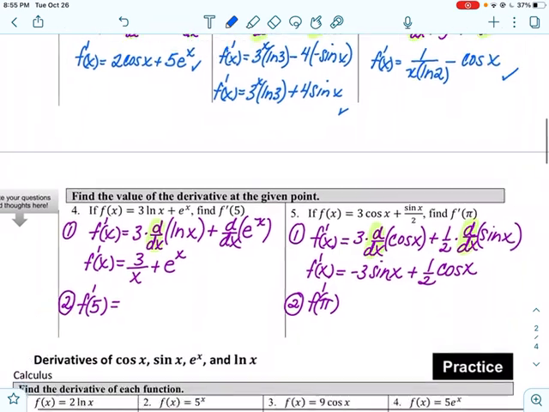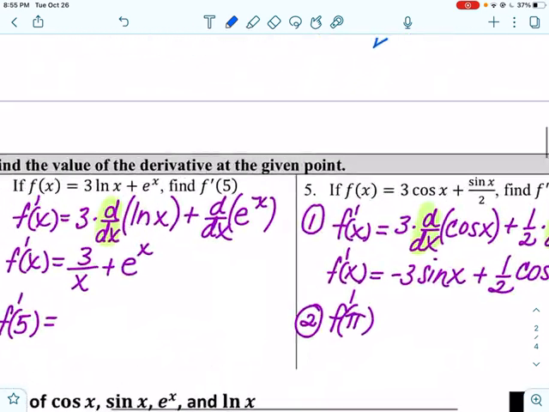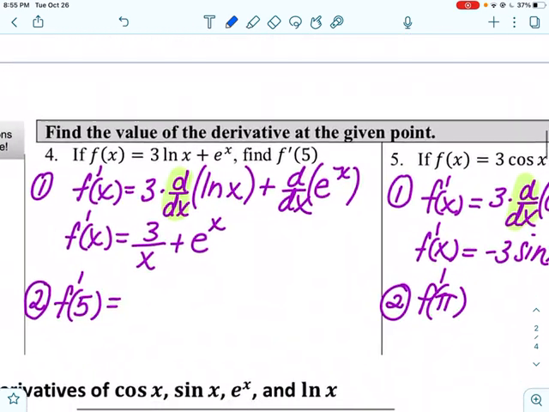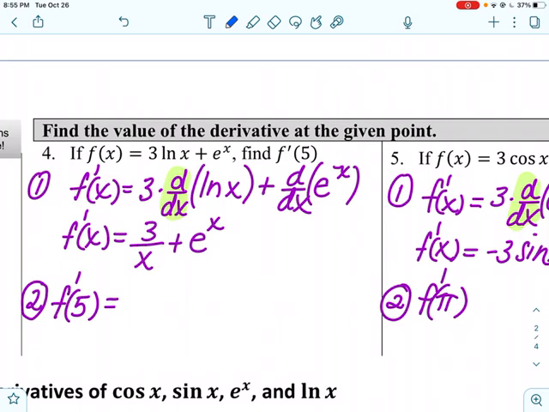Okay, we have two more. Find the value of the derivative at the given point. So for number 4, I have f of x is equal to 3 ln of x plus e to the x. And in the end, I want to find f prime of 5. So you can see I laid the derivative out in the first step. F prime is equal to 3 times the derivative of ln of x plus d dx, the derivative of e to the x.